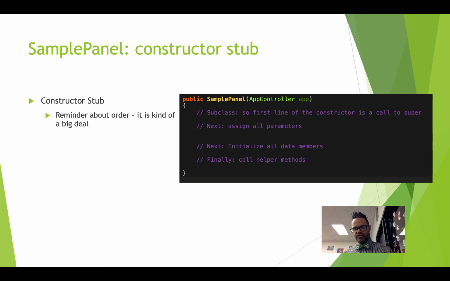The structure right here, we have our subclass. The first line is a call to super. Then we assign all our parameters. There's only one right now, so we make sure we assign that one parameter. Then we initialize the data members, of course, and finally our helper methods. Helper methods really make life easy. Otherwise, our constructor would be this tall, and that's going to be yucky. We want to keep our constructor as simple and as easy as possible, so let's take a look at that.